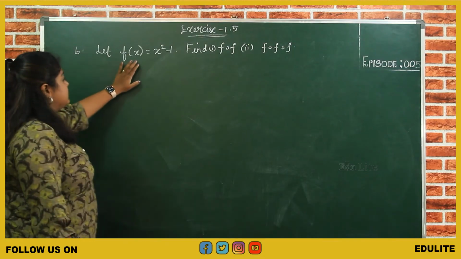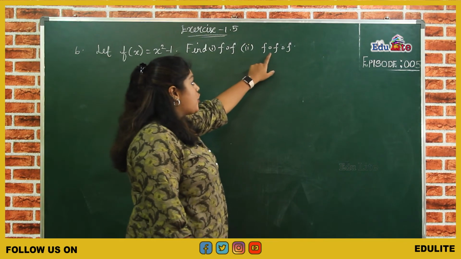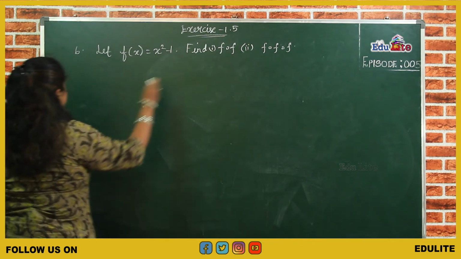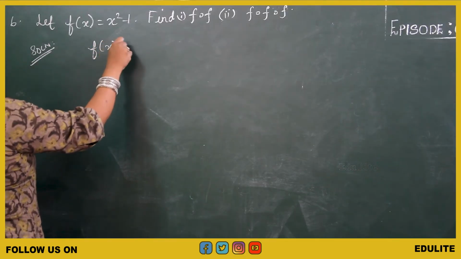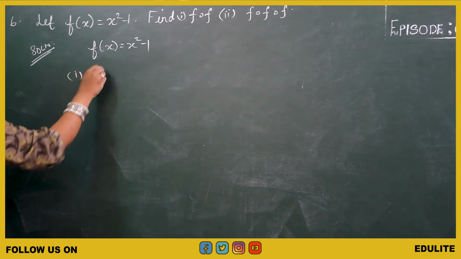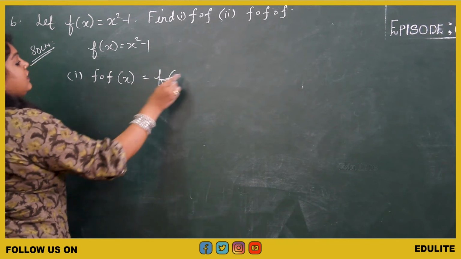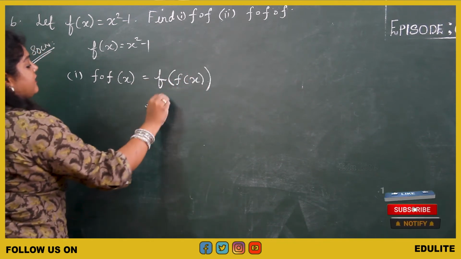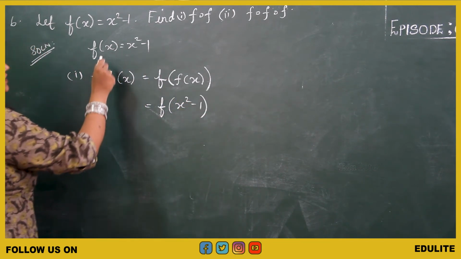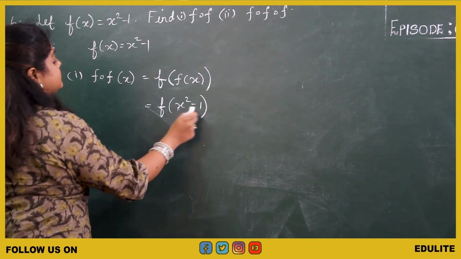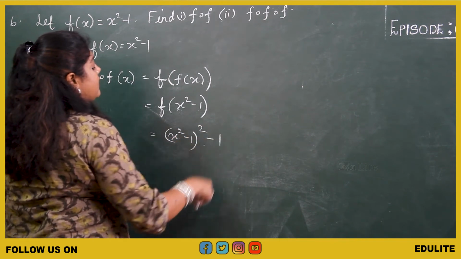So, the sixth problem is given as f of x equals x square minus 1. We have to find f composite f and f composite f composite f. We will do it one by one. f of x is given as x square minus 1. First subdivision is we have to find f composite f, which can be written as f of f of x. The f of x value is x squared minus 1. Now we have to use the same function f, but instead of x we will substitute x squared minus 1. So this will become (x squared minus 1) whole squared minus 1.